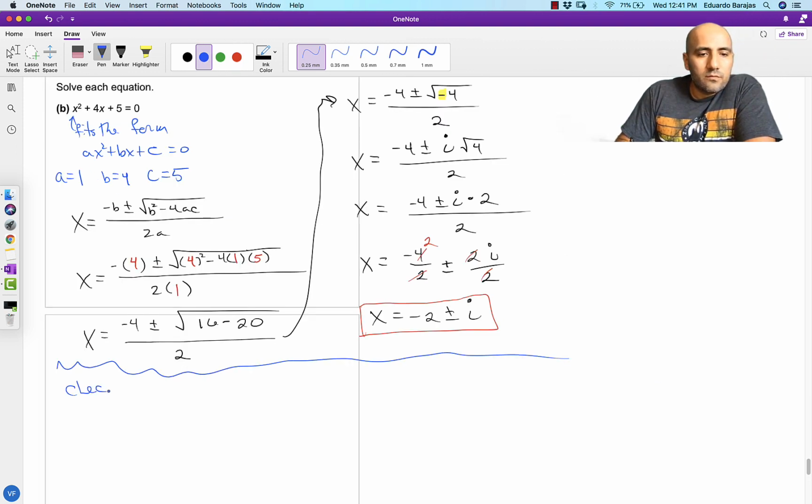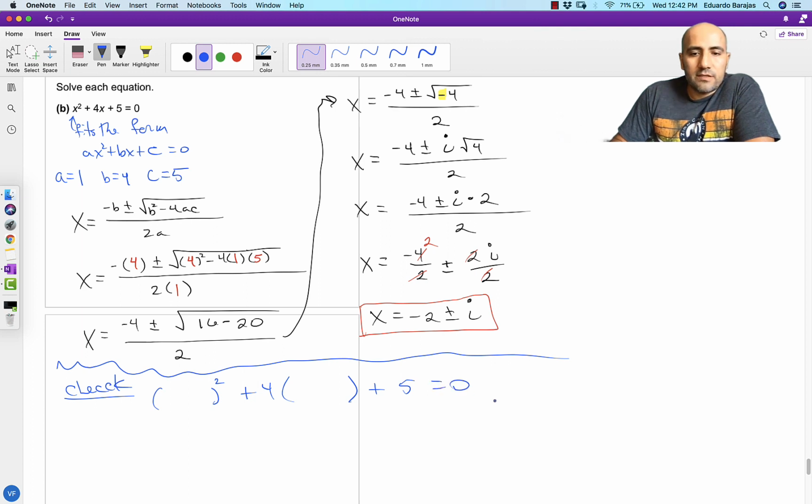So check. We have blank squared plus 4 times blank plus 5 should be equal to 0. And let's check one of them. Let's check the negative 2 plus i. Is this a valid answer? x equals negative 2 plus i.